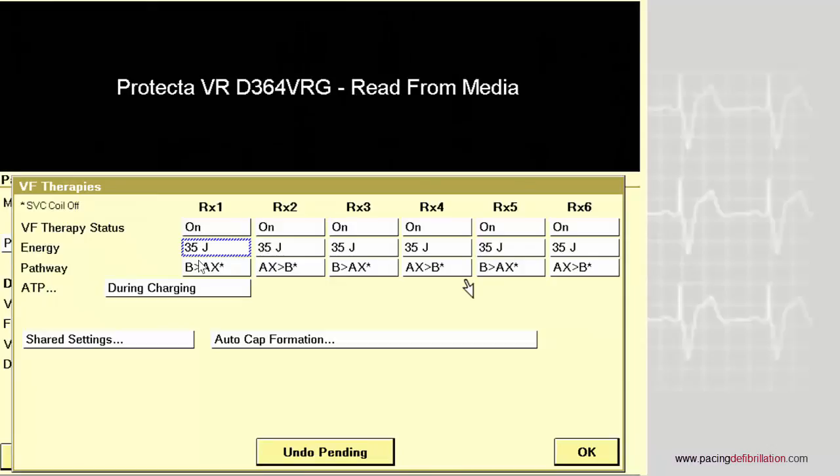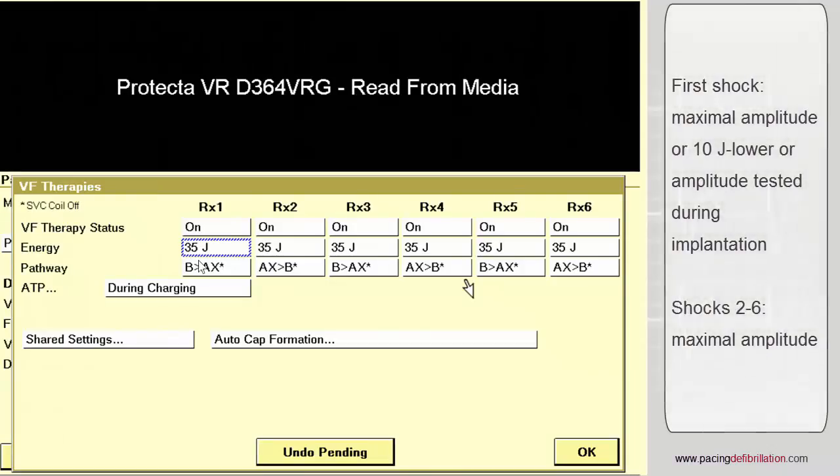The programming of the first shock energy in the VF zone is a compromise. A less than maximum energy shock might terminate VF after a short charge time. However, should it be unsuccessful, the second shock would be delivered after a long overall duration of VF. The programming of an immediately high energy shock is more likely to terminate VF, but at the cost of a longer initial charge time.